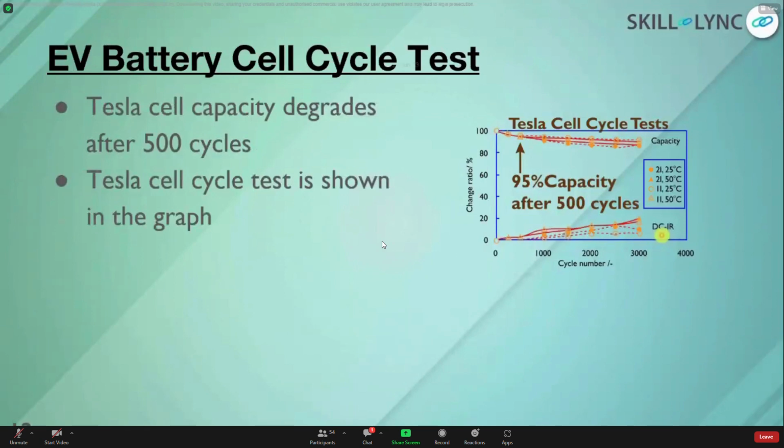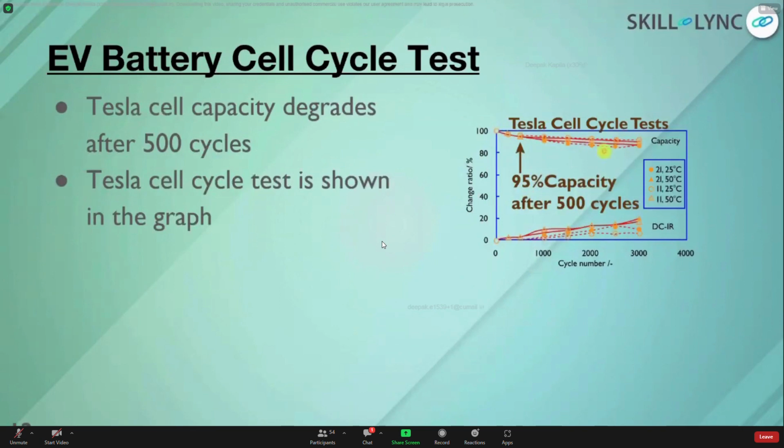As you can see here, in the y-axis we are seeing charge ratio percentage, and in the x-axis we are seeing number of cycles which the cell has gone through. As you can see, it is initially 100%. As it goes to 500 cycles, it reduced to 95% capacity, and it is continuously decreasing, and so on.